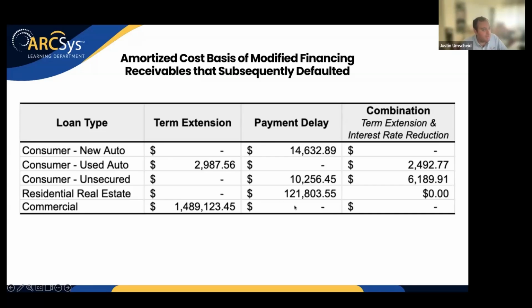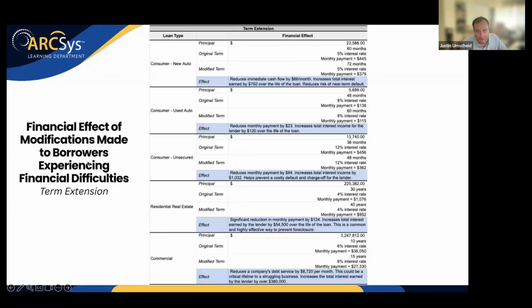And this is something we can help you with and create custom reports for you moving forward, as long as you're loading those modification codes in our system. The ones that are hard, again, are the financial effect. I have not figured out a super easy way to automate all of this.